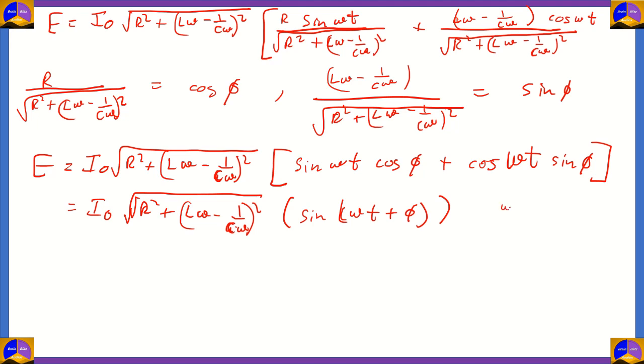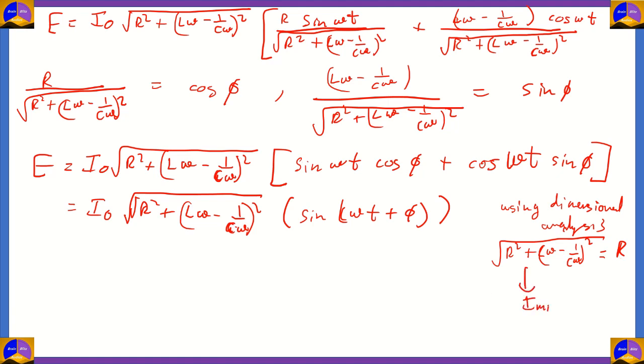Now let's add a little side note. Using dimensional analysis, we find that the root of r square plus L omega minus 1 by c omega, the whole square, has the same dimensions as that of resistance. So therefore we call this value the impedance, and it is represented by the symbol Z. So therefore, we have E equals I naught times Z, and then there is sine omega t plus phi.